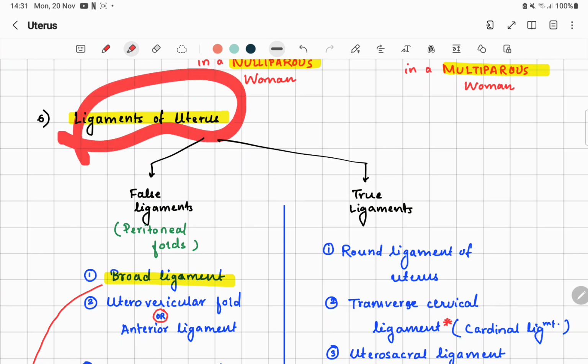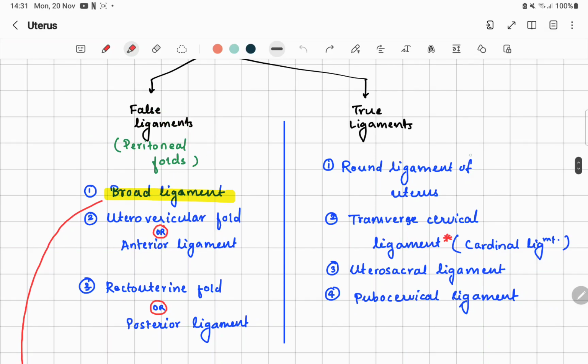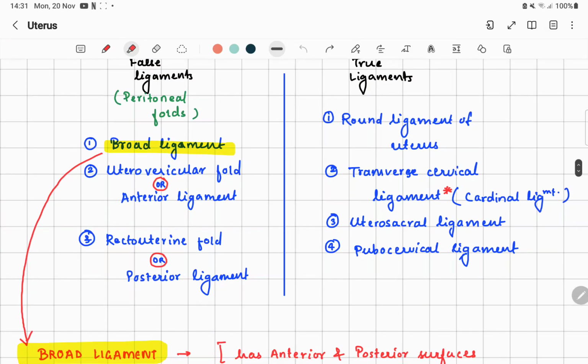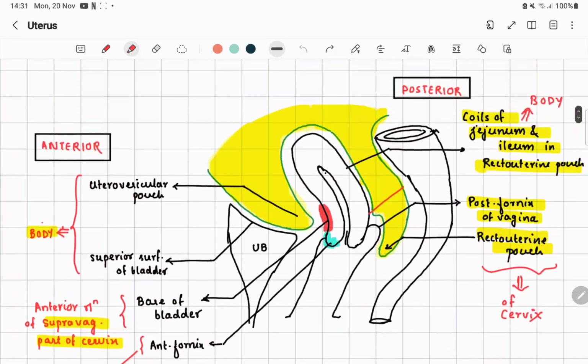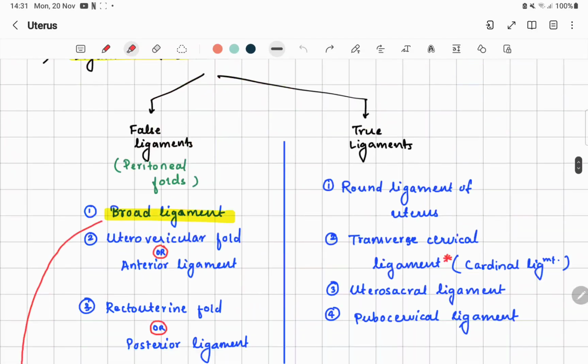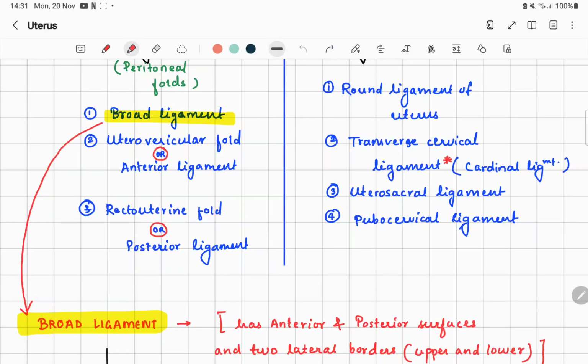Talking about ligaments of the uterus, these may be false ligaments or true ligaments. False ligaments are peritoneal folds. The false ligaments are the broad ligament, the utrovesicular fold or anterior ligament, and the rectouterine fold or posterior ligament. Like you must have observed, we have a utrovesicular pouch, and the fold of the utrovesicular pouch is the anterior ligament. The rectouterine pouch is there, and the surface of the rectouterine pouch is called the rectouterine fold, which is called the posterior ligament.